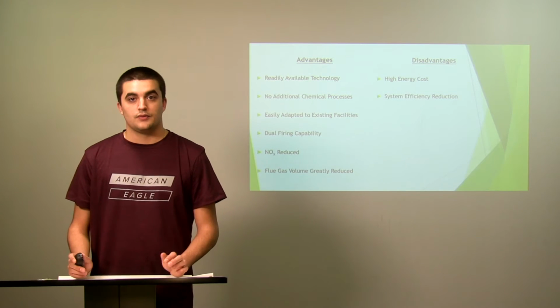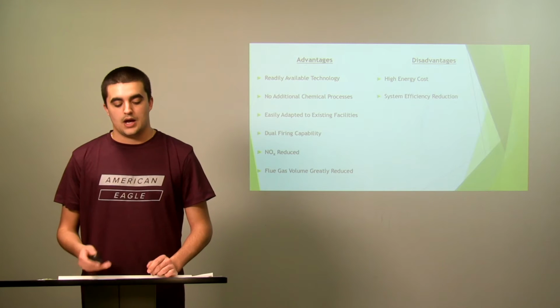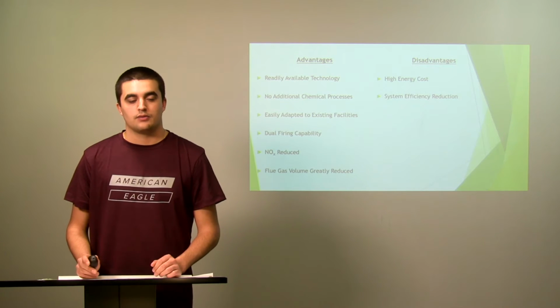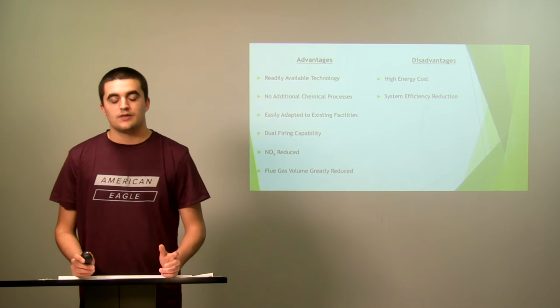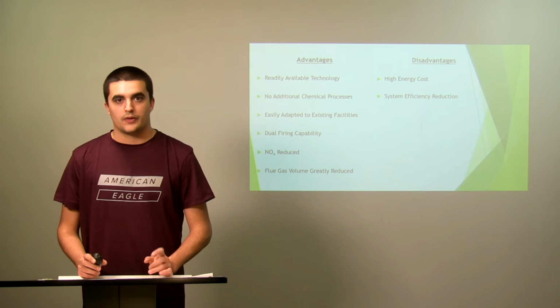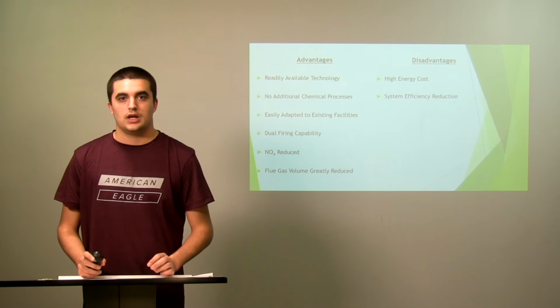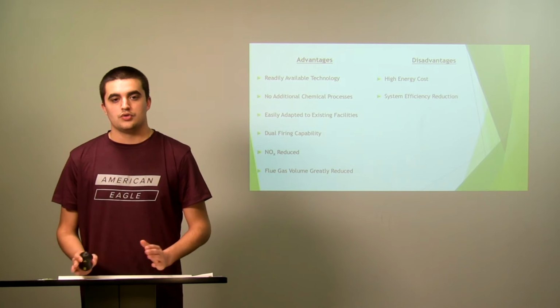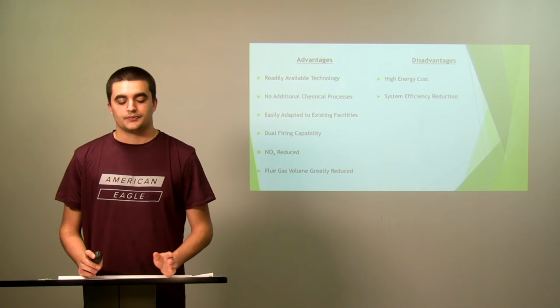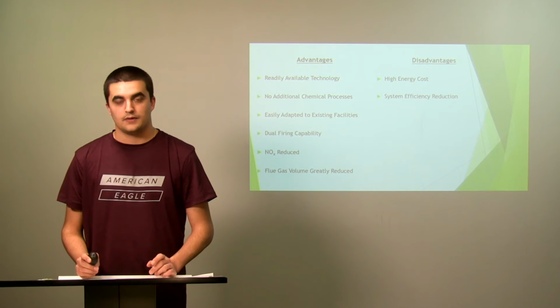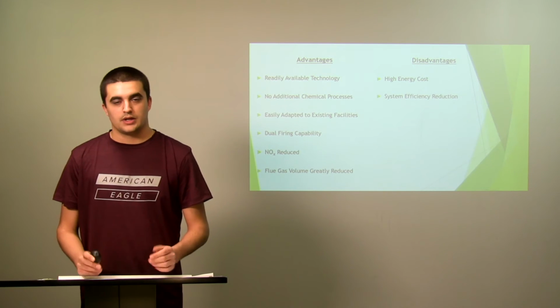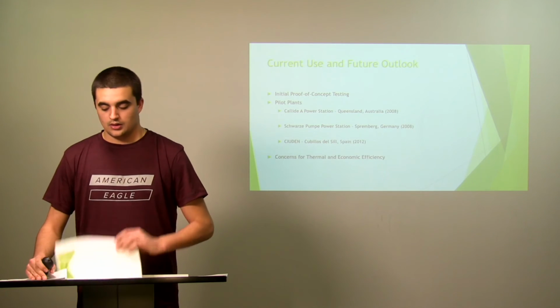Again, the flue gas volume is greatly reduced, which also helps later on by lowering the cost of having to process it. Unfortunately, the disadvantage is it is a high energy cost. Both the air separation unit and carbon capture use about 200 to 300 kilowatt hours per ton that they filter, which really brings down the system efficiency.